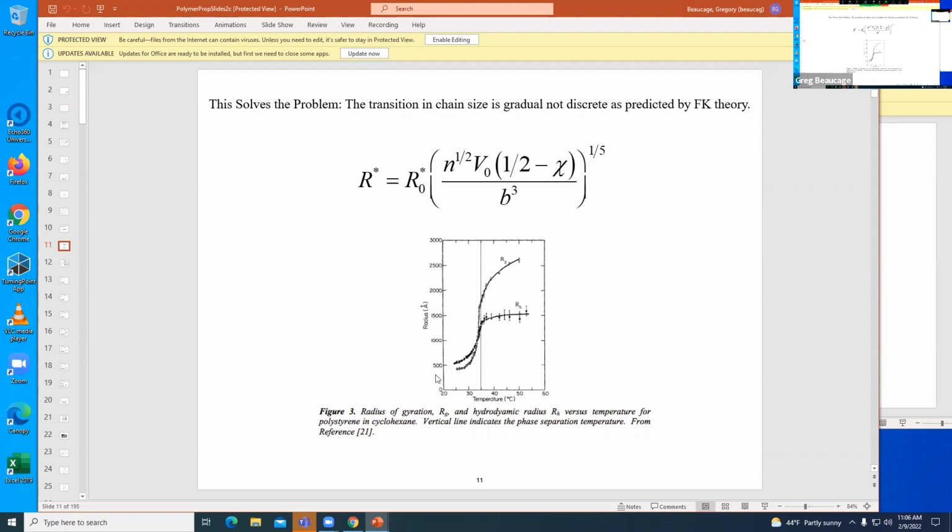This part isn't defined yet. This is the collapsed coil part. This is where you get protein folding over here. And then this is the expanded part.